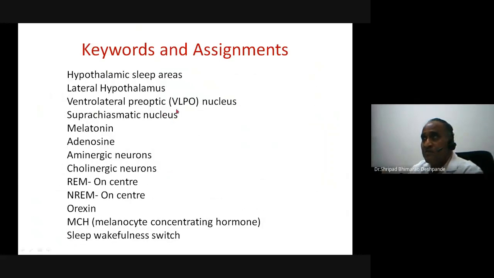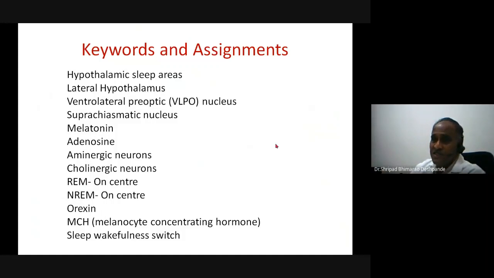I think these are some of the keywords: the hypothalamic sleep areas, lateral hypothalamus, ventrolateral preoptic nucleus. This is the main thing; this is the NREM switch. Suprachiasmatic nucleus is the biological clock. Melatonin, adenosine, aminergic neurons, cholinergic neurons, REM-on center, NREM-on center, orexin, MCH (melanin concentrating hormone), sleep-wakefulness switch. So you try to summarize these things. Whatever the 10 questions, I try to answer those 10 questions, and maybe that would answer many of the questions regarding sleep.